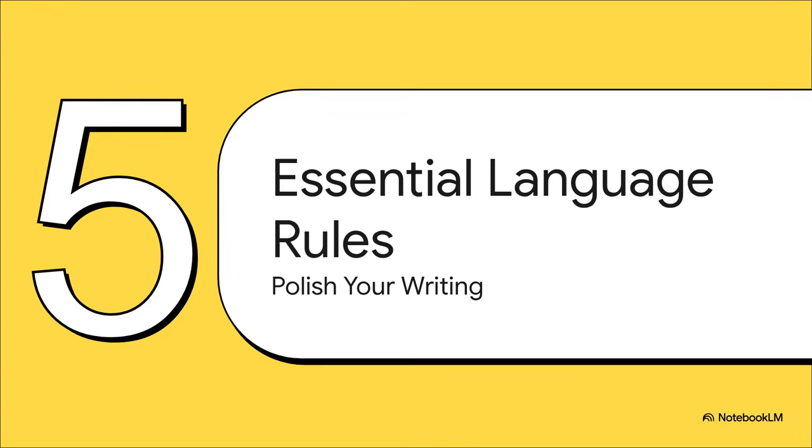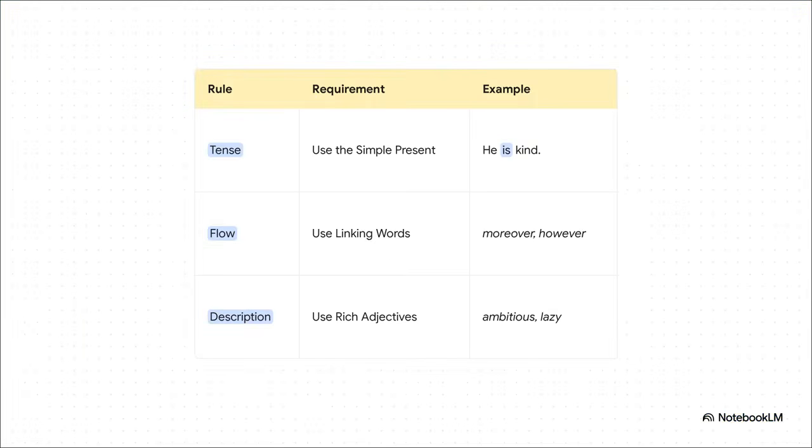All right, we've got the structure, we've got the content. Now it's time for the final polish. Think of these as the pro tips. A few simple language rules that will make your writing sound way more professional. Okay, three huge rules to remember. Rule number one, use the simple present tense. This is a big one. You want to talk about the characters as if they exist right now. So it's he is kind, not he was kind. The story is always alive.